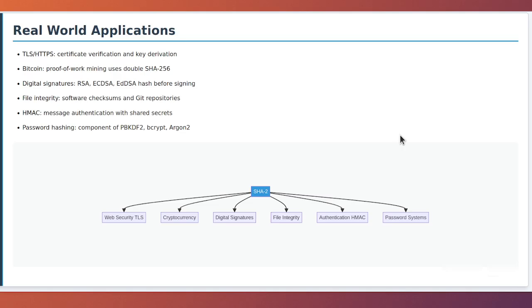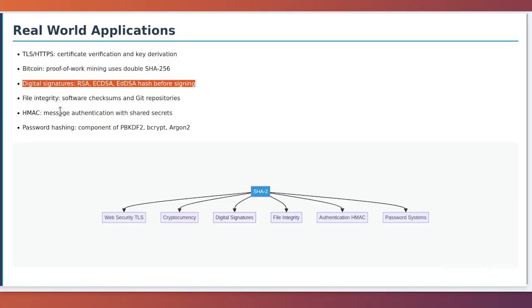Application 3 is digital signatures. Algorithms like RSA, ECDSA, and EdDSA hash the message before signing, typically using SHA-256 or SHA-512. The hash ensures you are signing a fixed size value regardless of message length and provides collision resistance. Application 4 is password hashing, though SHA-2 alone is not recommended for this.